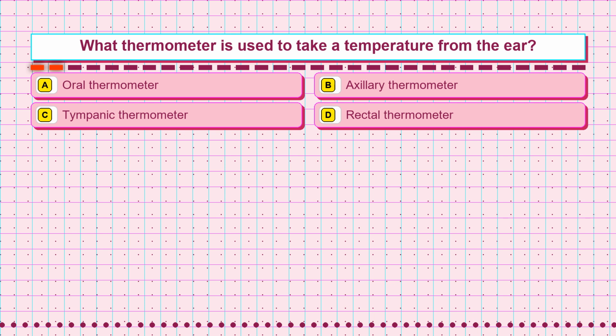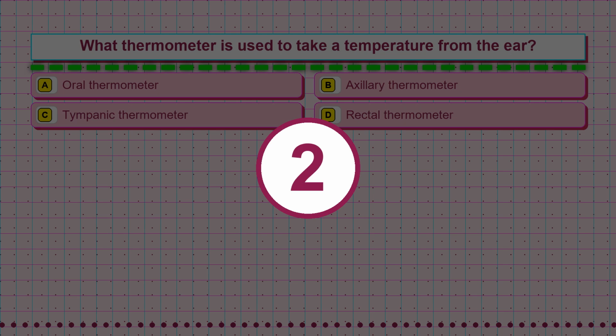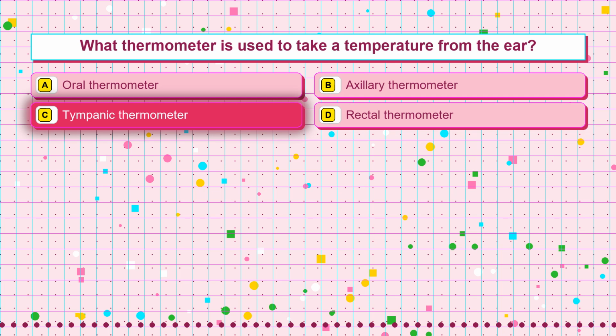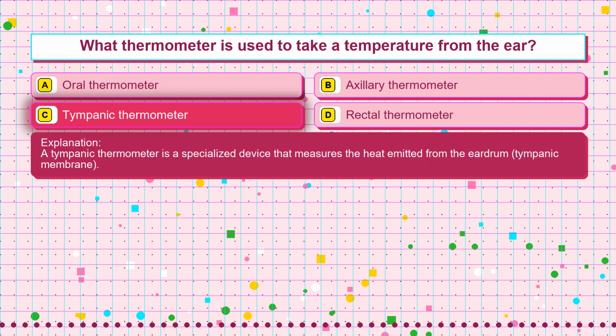Question 28. What thermometer is used to take a temperature from the ear? Option A, oral thermometer. Option B, axillary thermometer. Option C, tympanic thermometer. Option D, rectal thermometer. The correct answer is option C, tympanic thermometer. A tympanic thermometer is a specialized device that measures the heat emitted from the eardrum, the tympanic membrane.